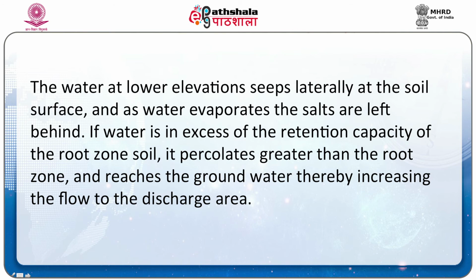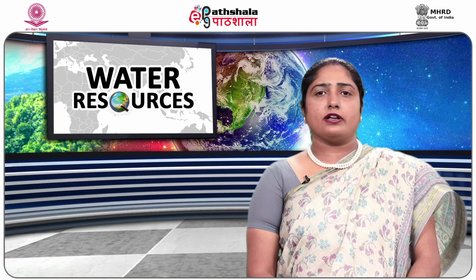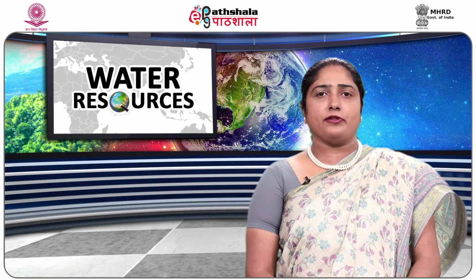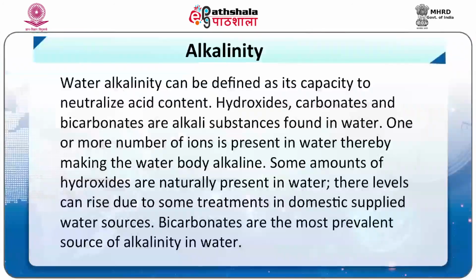If the water is in excess of the retention capacity of the root zone soil, it percolates beyond the root zone and reaches the groundwater, thereby increasing the flow to the discharge area. When the underground water is travelling to discharge areas, the salt from the soil also travels with it. In the discharge zone, the groundwater rises to the soil and water evaporates from the surface, forming the seep.